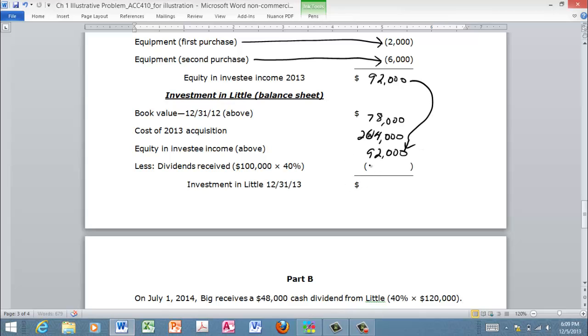And they paid dividends of $100,000, and so I get $40,000 of that. Now remember, that $40,000 is cash coming into my door. Okay? But what do I do with it? Instead of recognizing dividend income, I'm going to debit cash and I'm going to credit the investment in Little. Hence, this is in brackets. So now the investment is valued at $394,000 at the end of the year.